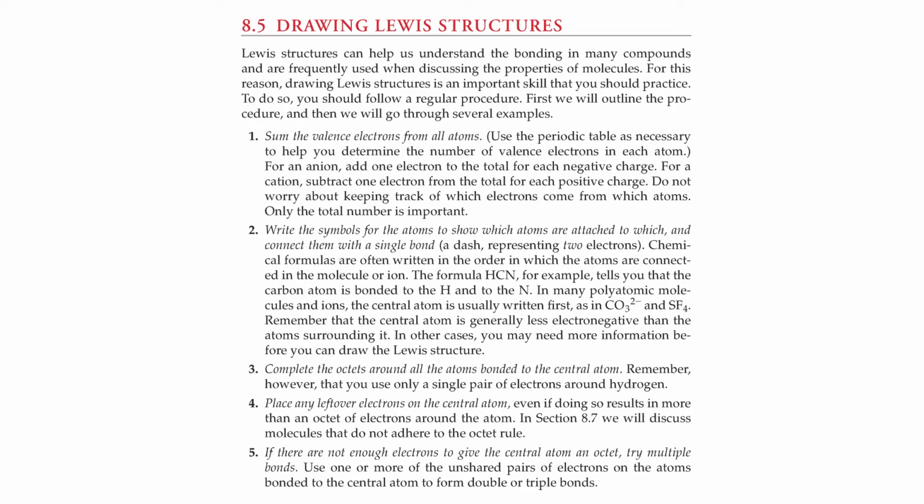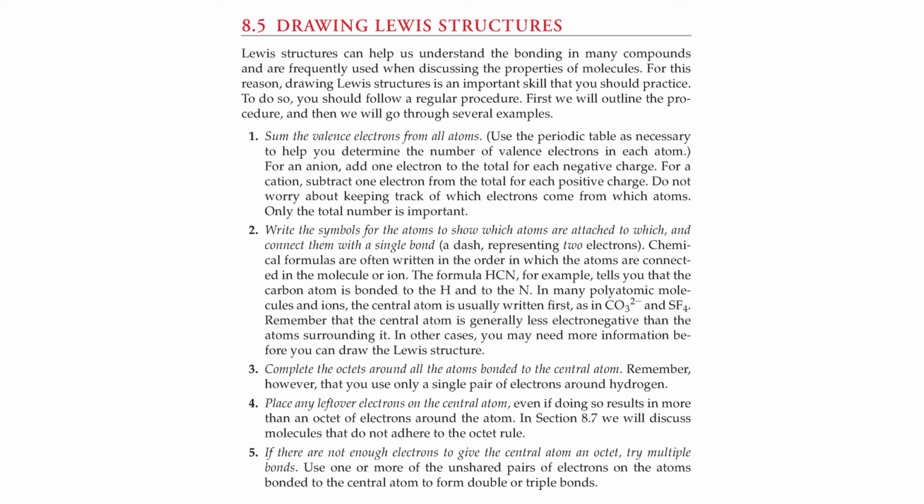Number 1. Sum the valence electrons from all atoms. Use the periodic table as necessary to help you determine the number of valence electrons in each atom. For an anion, add 1 electron to the total for each negative charge. For a cation, subtract 1 electron from the total for each positive charge. Do not worry about keeping track of which electrons come from which atoms, only the total number is important.